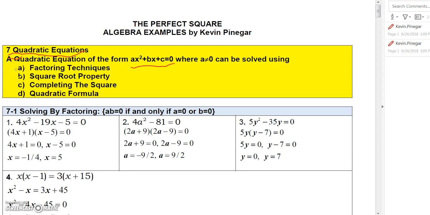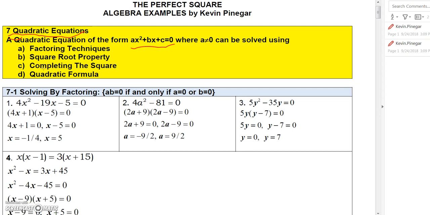I'm going to talk to you in this section about four ways to solve them: factoring, square root property, completing the square, and the quadratic formula. Now, my video when I discussed polynomials has already discussed solving these types of equations by factoring. So this first portion will probably be just a review, but here we're focusing only on quadratic equations.